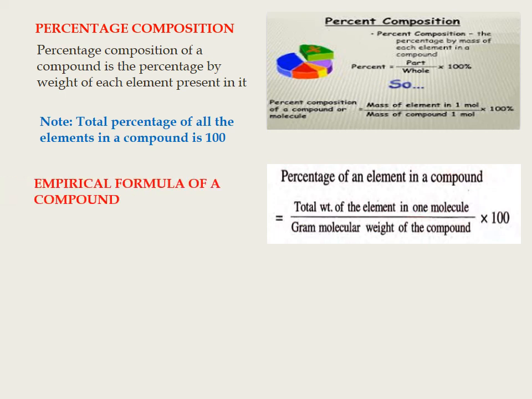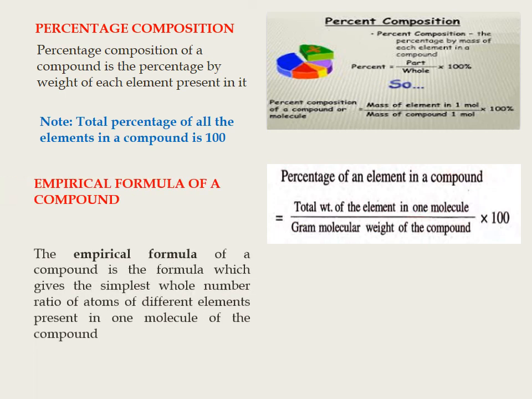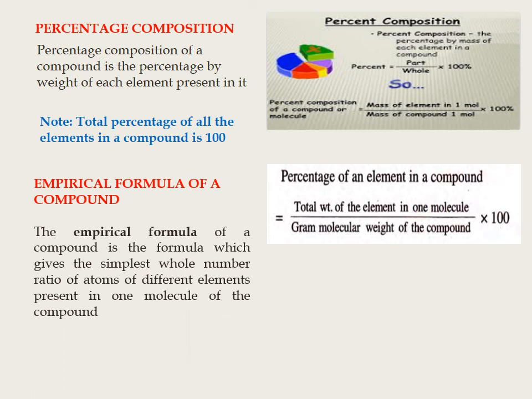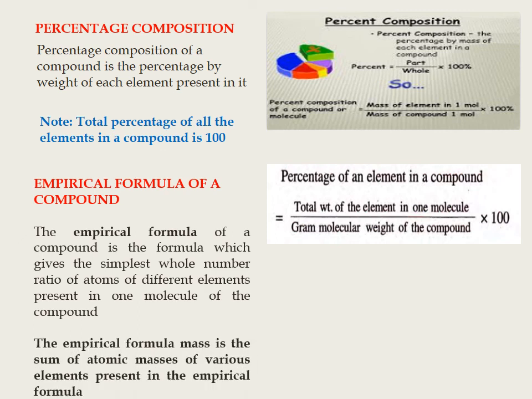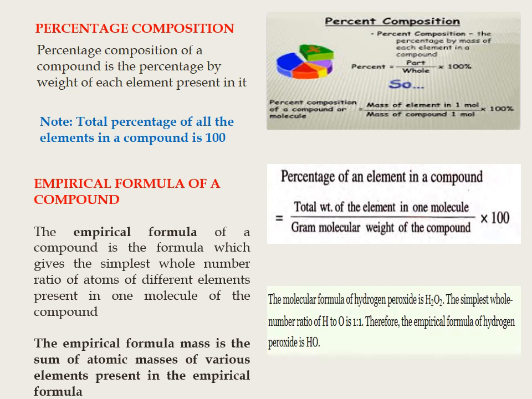Empirical formula of a compound. The empirical formula of a compound is the simplest formula which gives the simplest ratio in whole numbers of atoms of different elements present in one molecule of the compound. The empirical formula mass is the sum of atomic masses of various elements present in the empirical formula. For example, hydrogen peroxide H2O2. The empirical formula is HO and its empirical formula mass is 1 plus 16, which is 17.